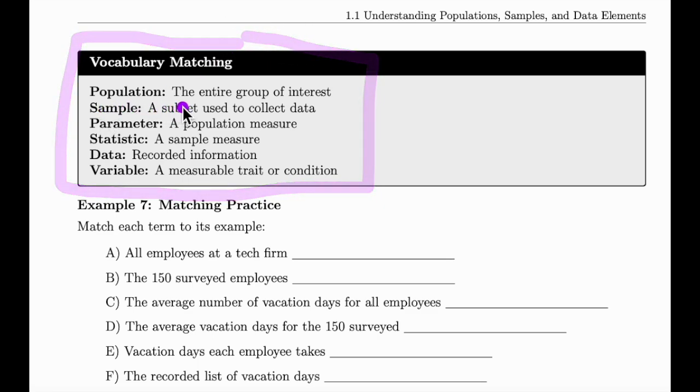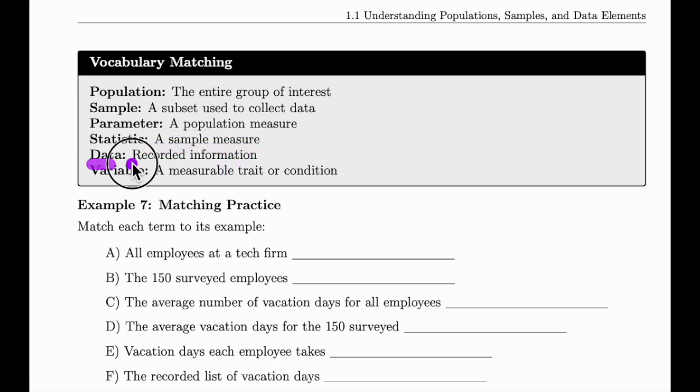The population is the entire group of interest. The sample is a subset used to collect the data. The parameter is a population measure. Remember, that measures or summarizes the population. The statistic measures or summarizes the sample.